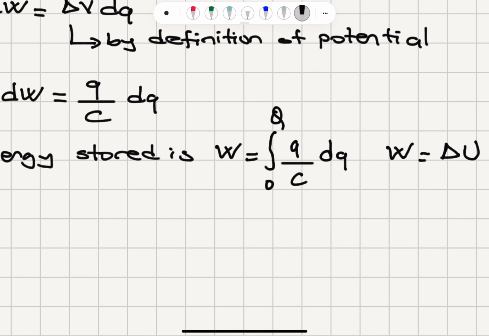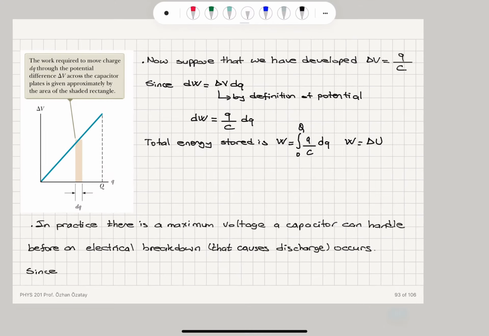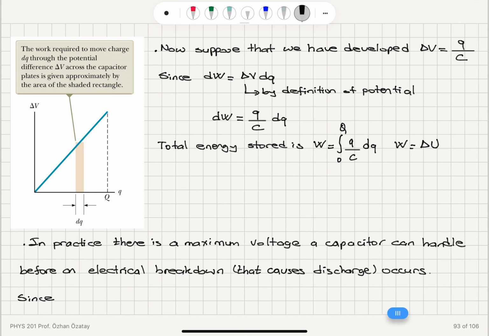So if I perform this integration, what would I get? The integral of Q dq is Q squared over 2. So if I evaluate it between 0 and capital Q, then I will find the total potential energy stored to be equal to capital Q squared divided by 2C.